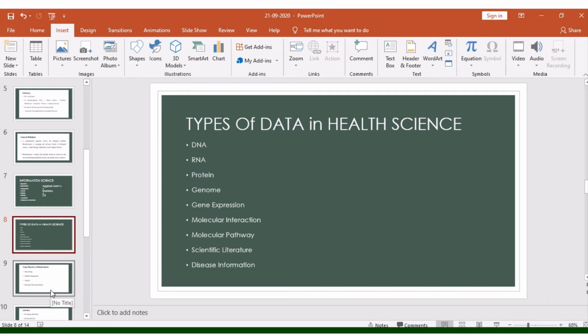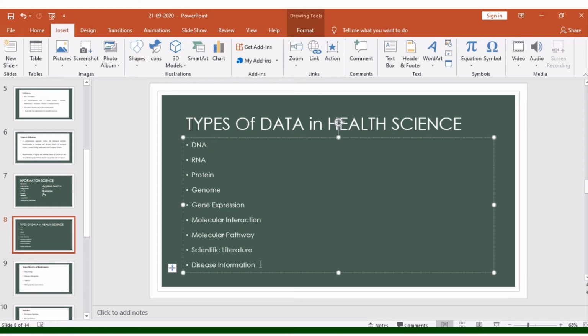These are the types of health information that were available: DNA, RNA, protein, genome, gene expression, molecular interaction, molecular pathway, scientific literature and disease information. For this explanation, I have inserted some YouTube videos in the last slide. Kindly go through that video, and you will get a clear idea about this.